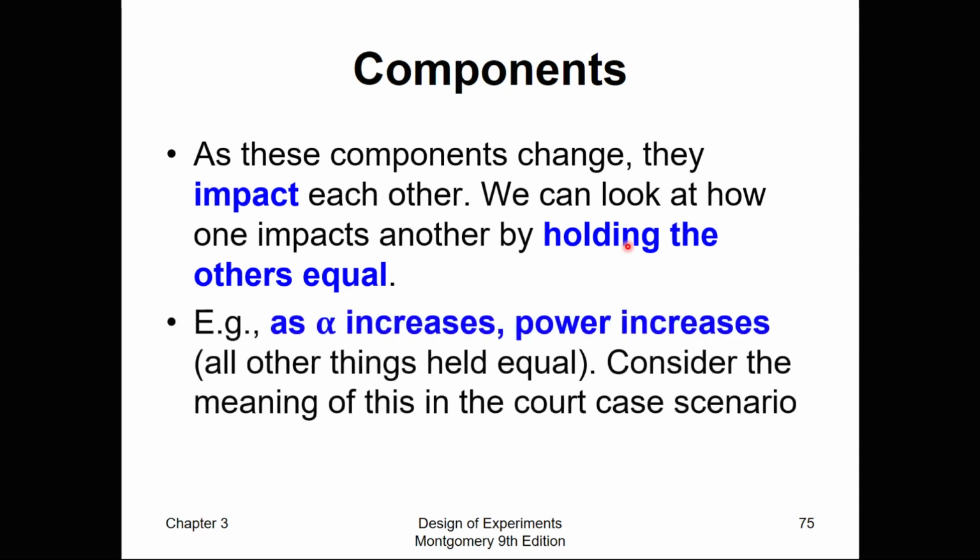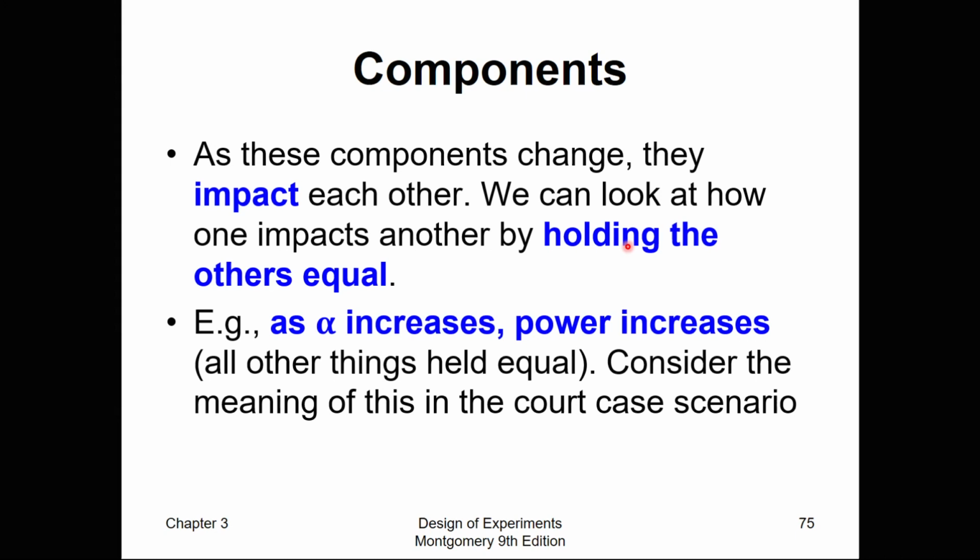So for instance, when the type 1 error rate increases, the probability that we find a true effect also increases, all other things being held equal. Consider what the meaning of this is in the court case scenario. This is like having a judge who just declares more people guilty.